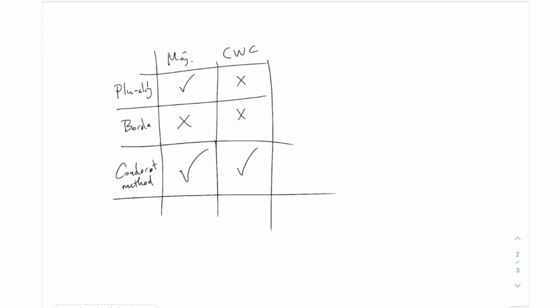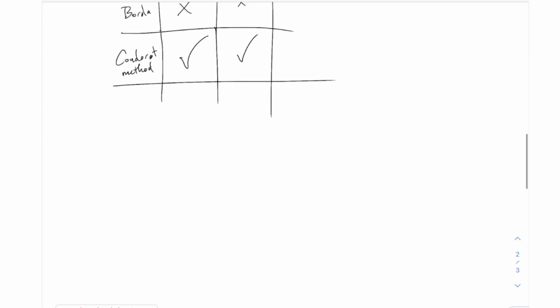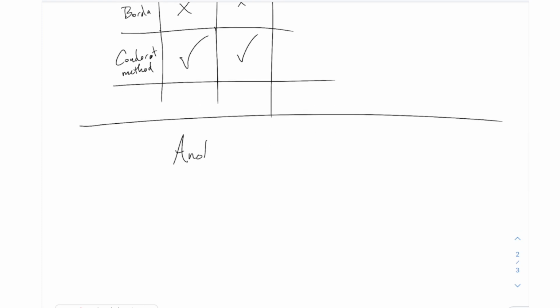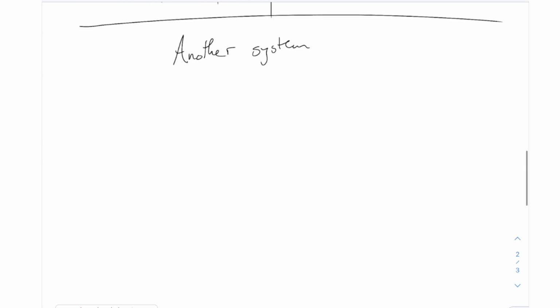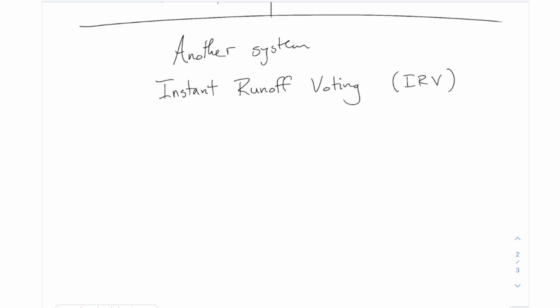Great. I want to get to another voting system today, which will be another row on the chart here, although I don't think we're going to revisit the chart today. Another voting system. And this one, I'll tell you the name of it, although it's going to take a little while before we get to describing exactly what it is. It's called instant runoff voting. So I'm going to call it IRV, instant runoff voting.